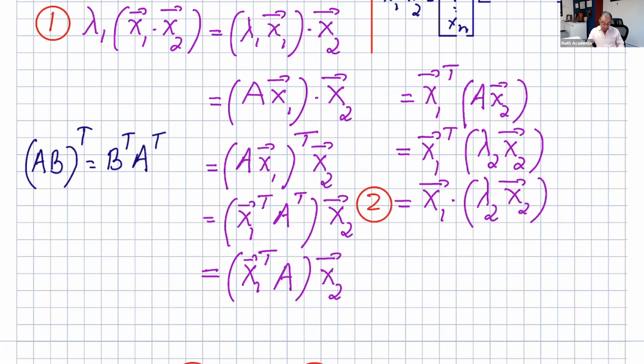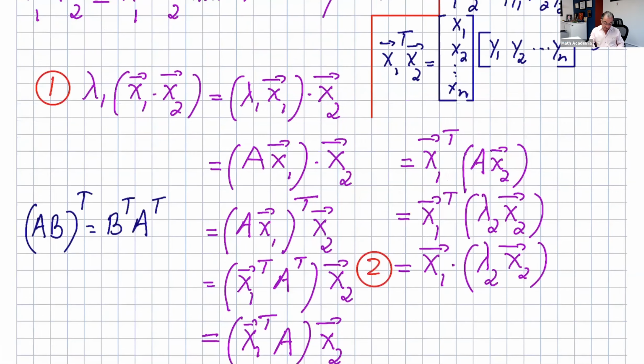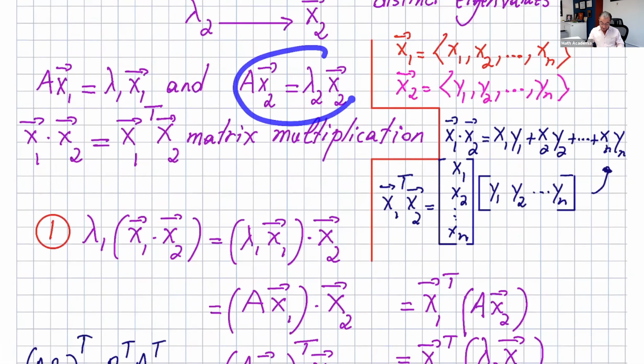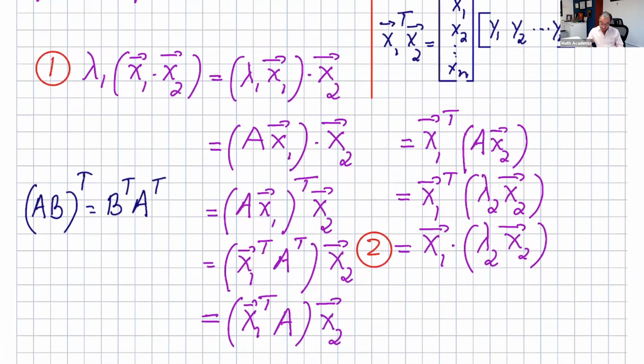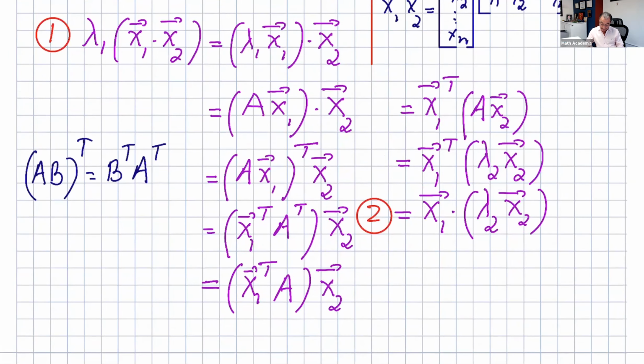But what is A x2 from here? You know that A x2 is just lambda 2 times x2. And finally, you can write this as x1 dot lambda 2 times x2. Take it back to the dot product. And as you notice, we started from here, lambda 1 x1 dot x2 is the same thing as x1 dot lambda 2 x2.